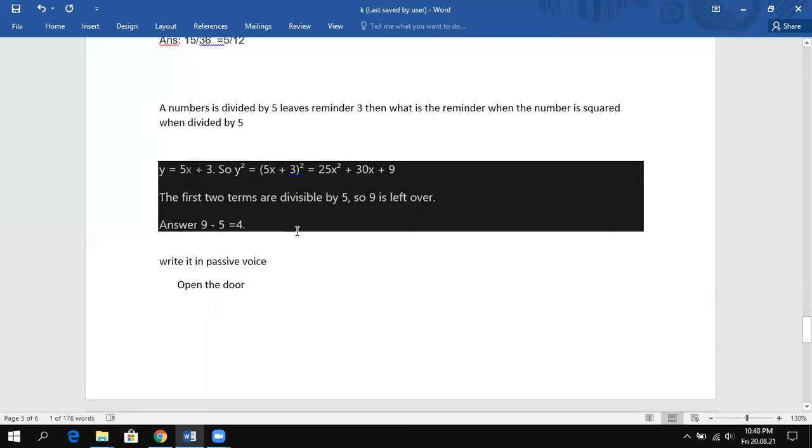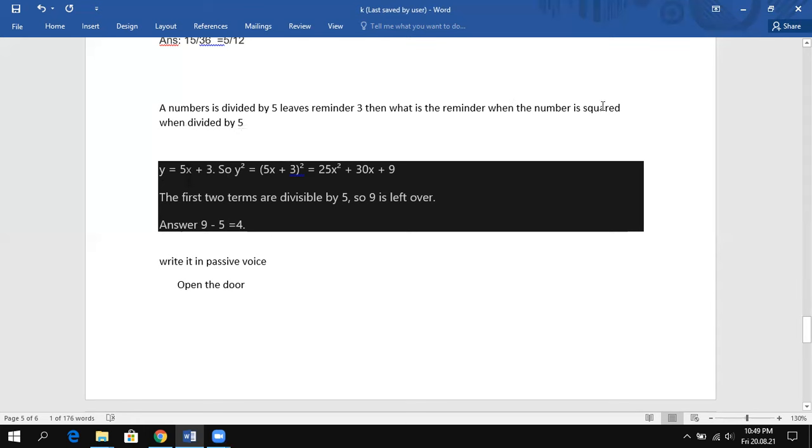You know, dividend, divisor, remainder. We write that in the form of an equation by taking the relationship between those. So it could result in y is equal to 5x plus 3. 3 is the remainder, and 5 is the one we are dividing with. So 5 into x plus 3 would result in y.